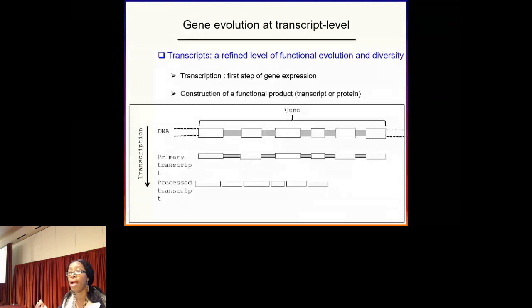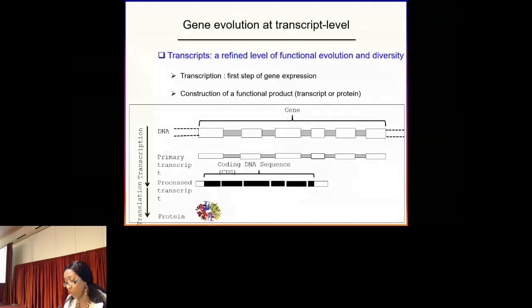So transcripts actually are a refined level of functional evolution and diversity. Transcription is the first step of gene expression. And by transcription, we can construct a functional product, so a transcript or protein. So for instance, in the illustration, we can see a gene that is transcribed into a primary transcript containing both exons and introns. And then this transcript is processed, for instance, here to remove the introns by splicing. And this will give the processed transcript. This processed transcript can be functional as it is, as a non-coding RNA, or it can be used as a proxy to be translated into a protein that will be functional as well.